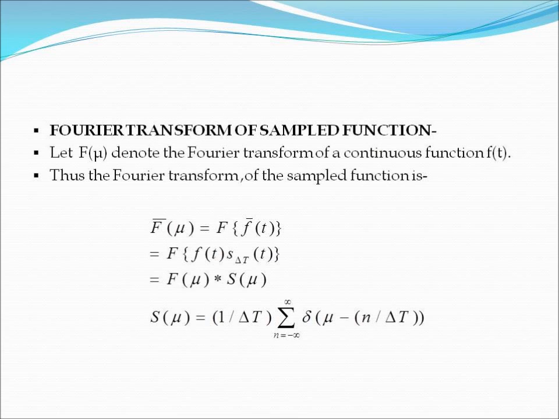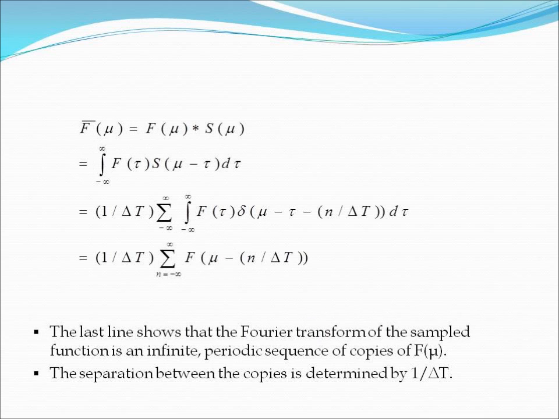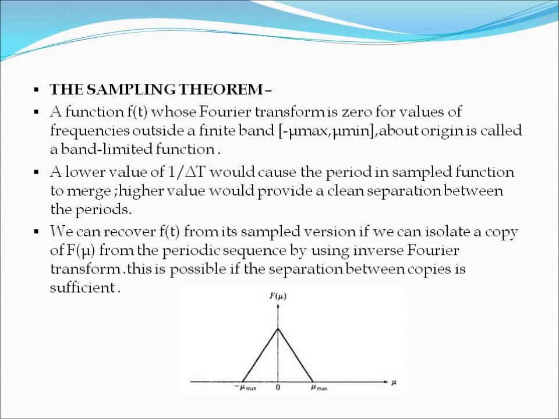Fourier transform of the sampled function. Let F of u denote the Fourier transform of a continuous function f of t. Thus, the Fourier transform of the sampled function is as shown. The last line shows that the Fourier transform of the sampled function is an infinite periodic sequence of copies of F of u. The separation between the copies is determined by 1 upon delta t.